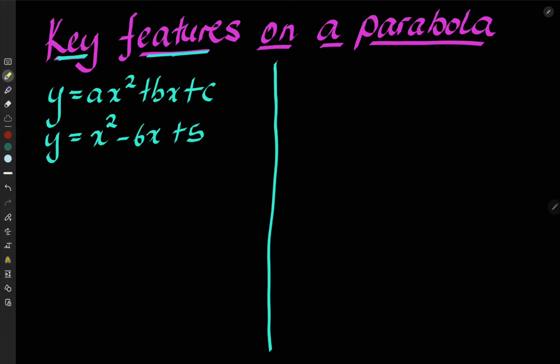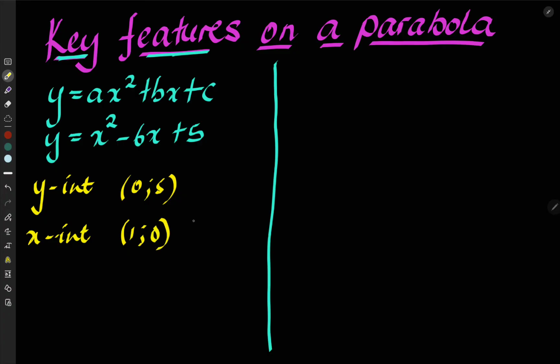Now, remember, we are still dealing with the key features of a parabola. So using the same example, remember we said that the y-intercept was 0 and 5. Then the x-intercepts were 1 and 0, and also the other one was 5 and 0. And we also determined the turning point, and that was 3 and negative 4.